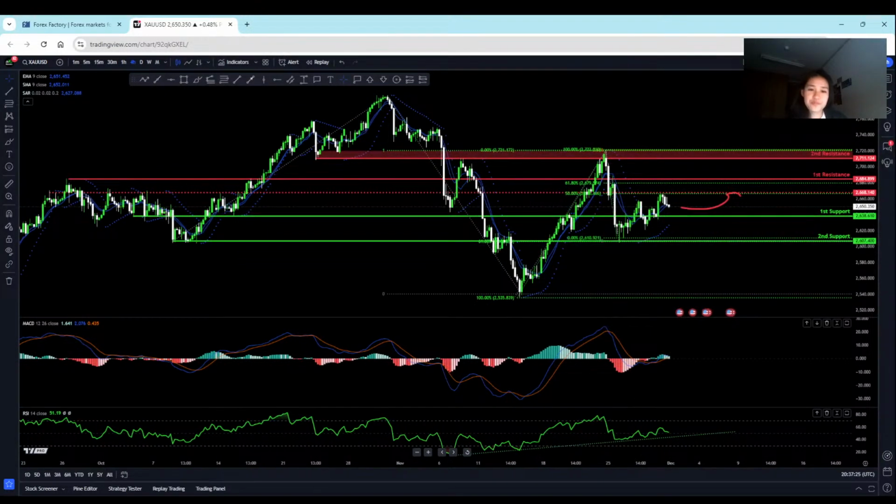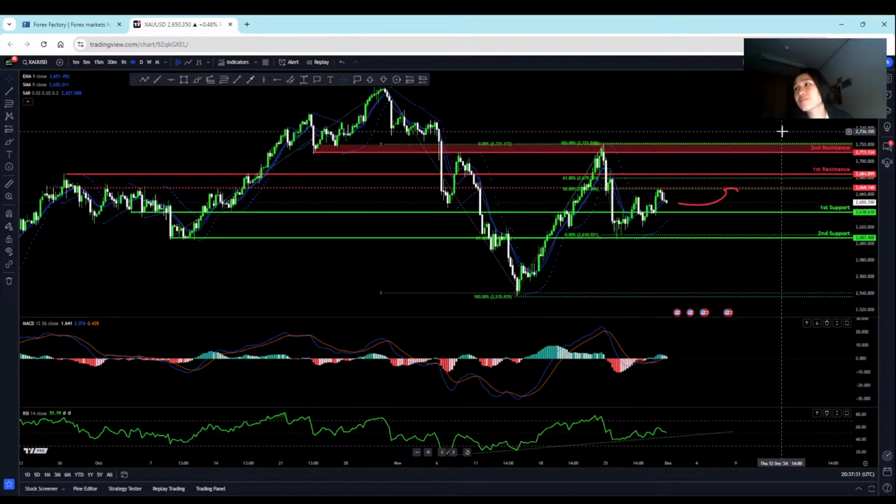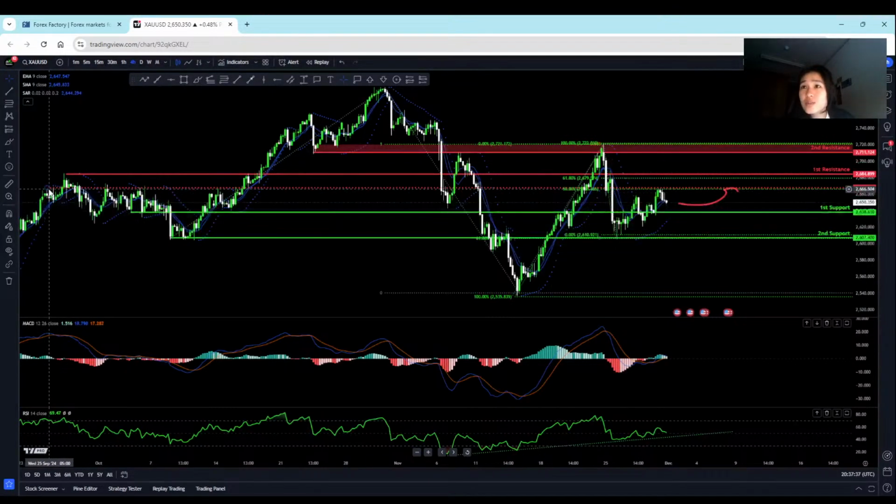Okay, so for this, I've added some additional levels just for you to consider. The intermediate level here, because it's pretty close to where price is at, I just wanted to add that since it's also in line with a retracement, and prices have also tested this level quite a number of times.